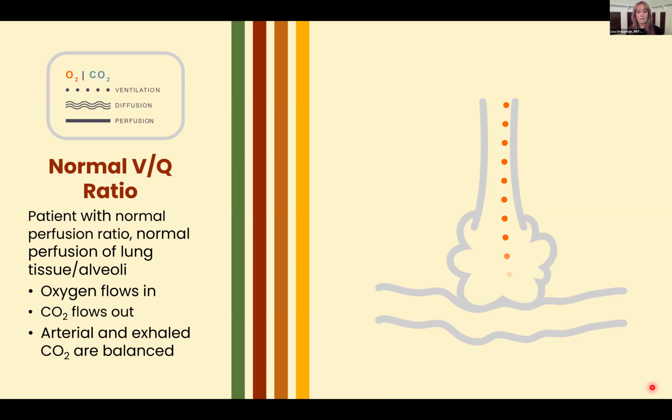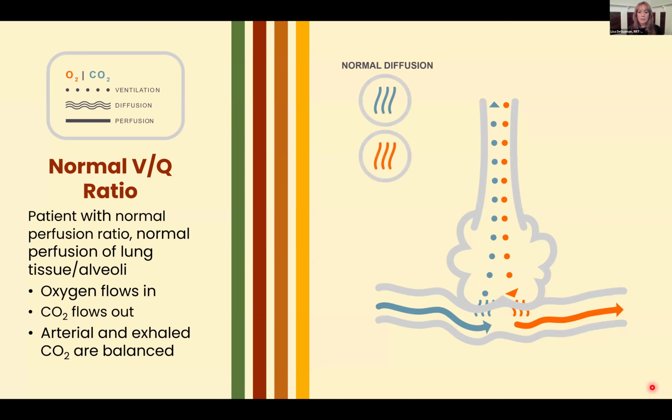So oxygen is going to flow in, run through, circulate throughout the body and come back. And then CO2 is going to diffuse out. So we've got good oxygen coming in and the CO2 leaving as it should.